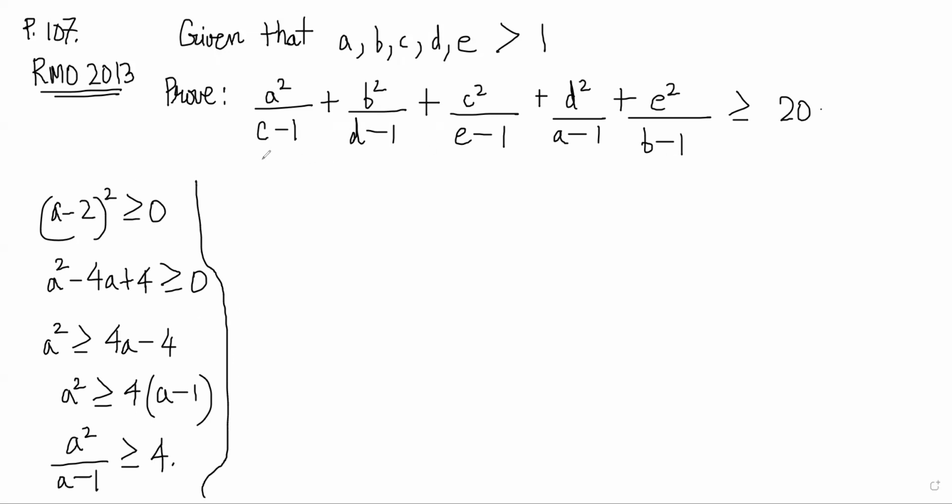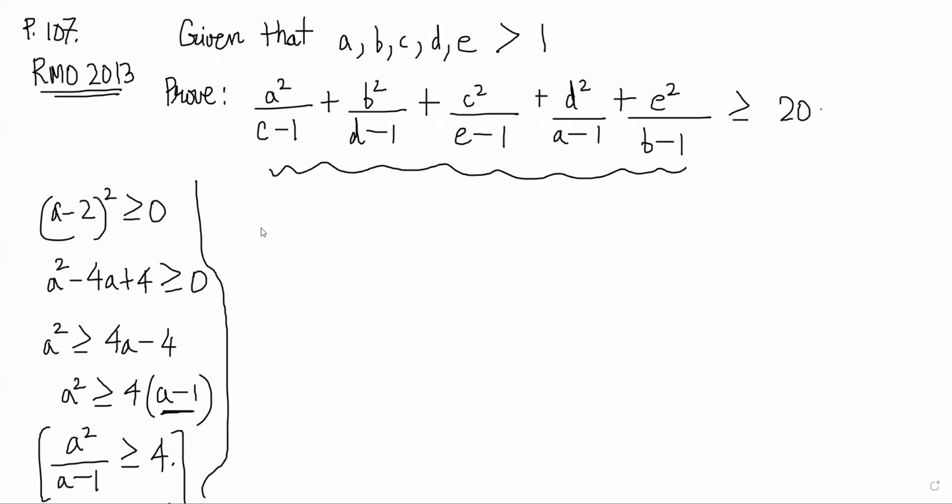But the problem is we cannot directly do that because we don't have a^2/(a-1). We have a^2/(c-1), right? So we don't know anything about this right now. But we know that for similar terms, we can say an inequality like this, right? Notice that a-1 is positive. That's why we were able to divide and not change the sign of the inequality, right? So let's apply AM-GM to these 5 terms.